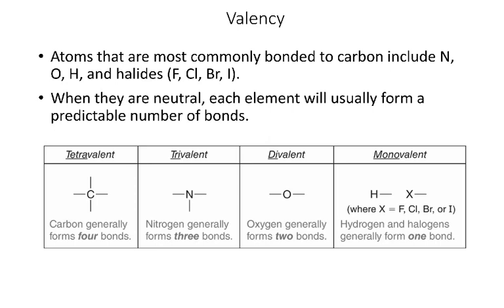And so when you're drawing these constitutional isomers, it's really important to keep this in mind. You always want to give carbon 4 bonds, nitrogen 3 bonds, oxygen 2 bonds, and hydrogen and the halogens should only get 1 bond.